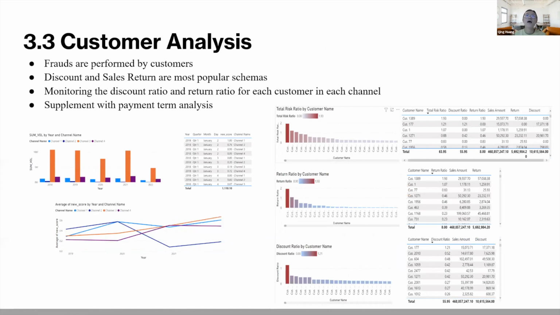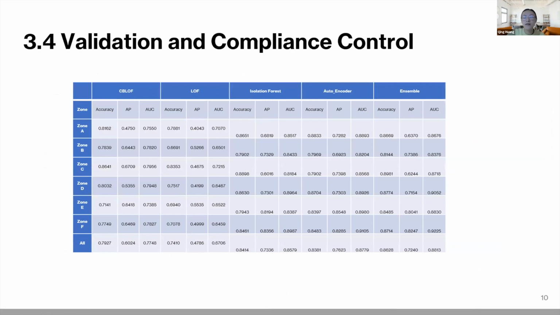And then for the customer level analysis, we mainly analyze the sales discount and sales return. We assign each customer a risk score based on their discount ratio, return ratio, and the timing of the discounts as well as returns. And then as we can see, some of the customers have very high risk scores. And the next step is the validation.